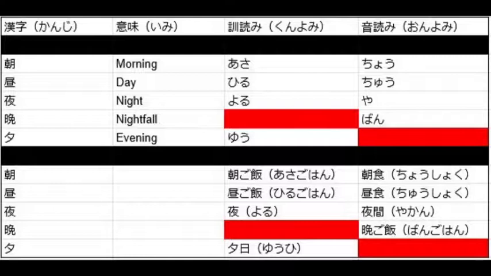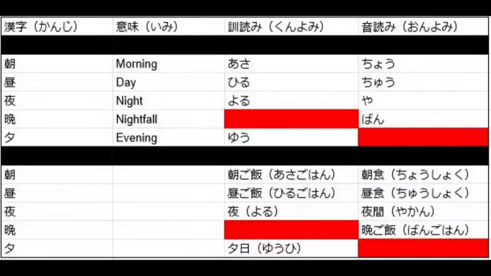And then also, you see the last 3 kanji listed, night, nightfall, and evening, very similar meaning, so be careful. The first one is kunyomi of yoru, and then an onyomi of ya. So that one has words such as yoru, which is night, and yakan, which is nighttime.